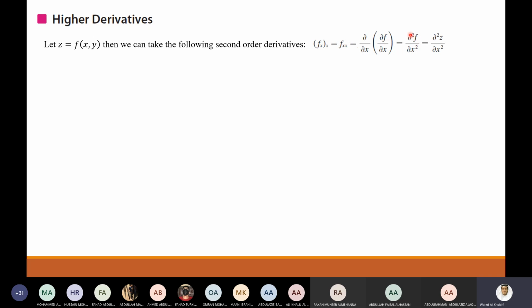You remember, like d2f by dx squared, the same thing, partial 2f by partial x squared. And if we want to replace f by z, that's fine, because we are saying z equals f. So this is what you have here.